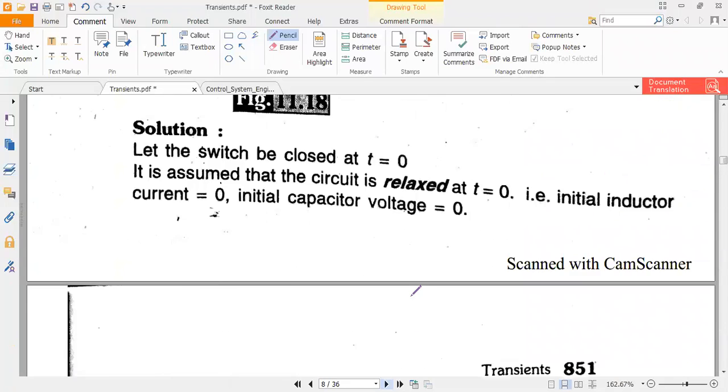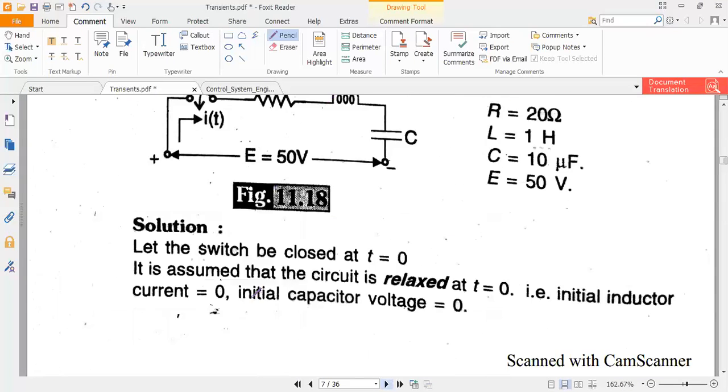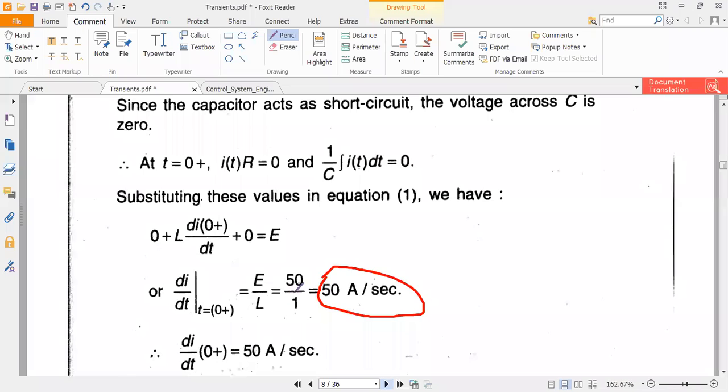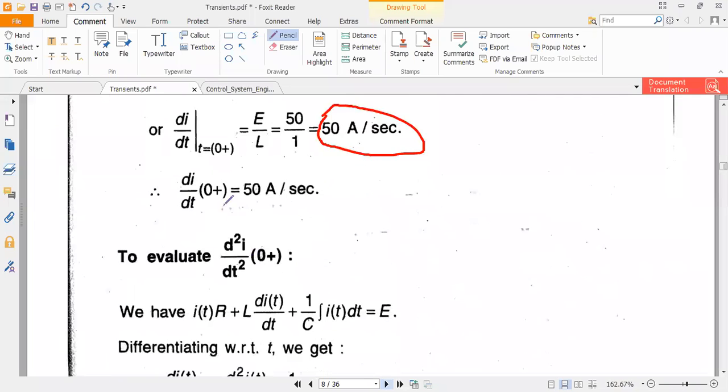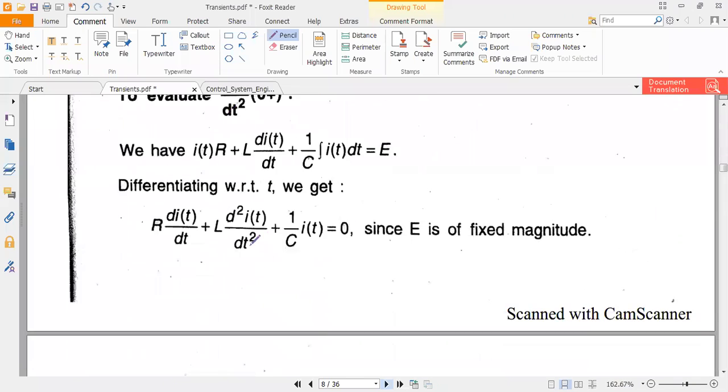Because what we were asked to find out is I of 0 plus, so I of 0 plus is 0, and then di by dt at 0 plus, that is 50. So then if you differentiate again with respect to t, then you will get d square I of 0 plus by dt square. So you can just differentiate this equation with respect to t.